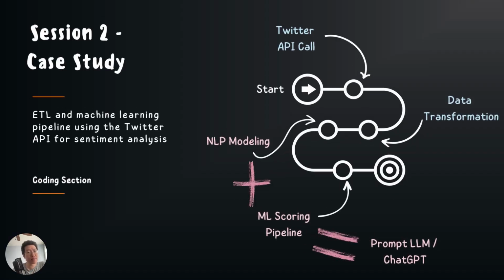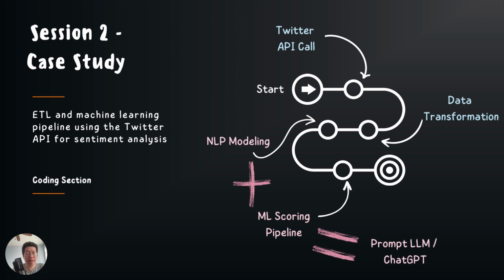In section 2, we will do a deep dive into a case study that shows the implementation of ETL, extract, transform, and load, and a machine learning pipeline. Here, we will use the Twitter API, and with the Twitter data, we will perform sentiment analysis. In this case study, you will see how the project structure from section 1 can be applied to build a comprehensive data application. They both have an ETL and ML pipeline.